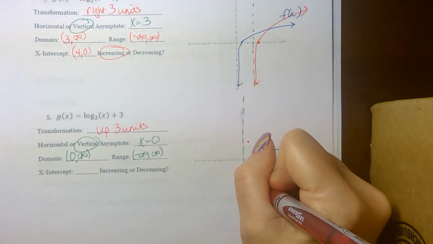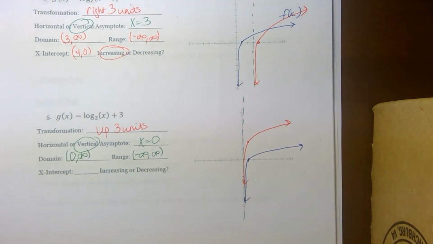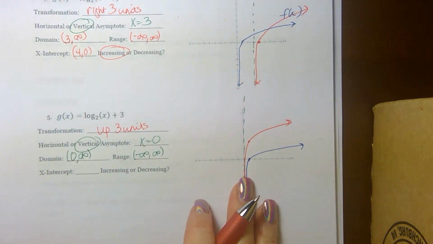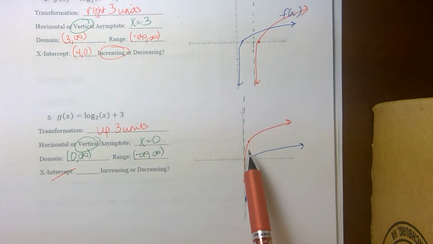I can sketch my function. There we go. I'd have to figure out what that x-intercept would be. My x-intercept happens when y equals 0. I would have to solve. We're going to leave that out and not find our x-intercept. It's going to be a very small fraction. We're not going to worry about that right now. This is an increasing function.